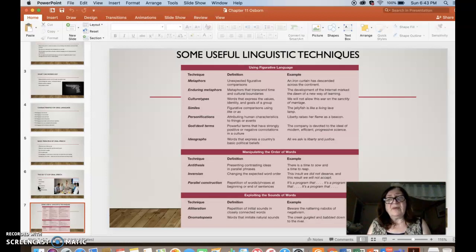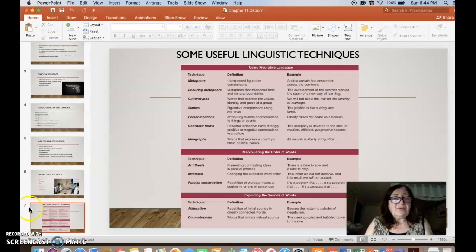Those work. For example, metaphors, figurative comparisons, and if you make them unexpected, you can say an Iron Curtain has descended across the continent. It is a cliche, but it is a pretty well-known cultural idiom, if you want. And there are many other types of linguistic tools that you can use, words that are already commonplace in certain cultures. You need to know what your audience will understand properly and without the need to explain.